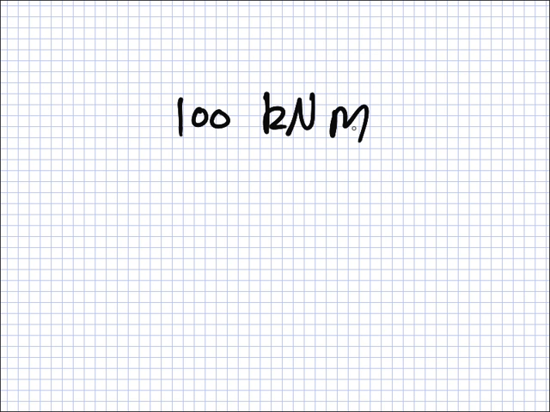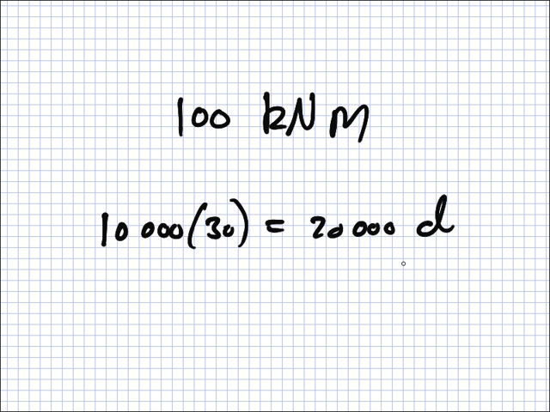If 10 kilonewtons is the maximum load and the distance is 30 for the maximum, what's the distance when the load is 20? So look, it's 10,000 times 30. That's the maximum turning force. That has to equal 20,000 times d, or x. And so what do we get for d? Well, 15 meters, is it?